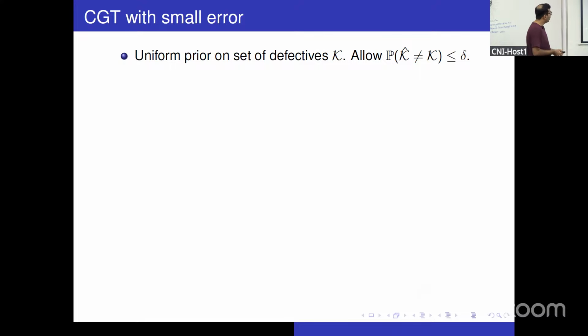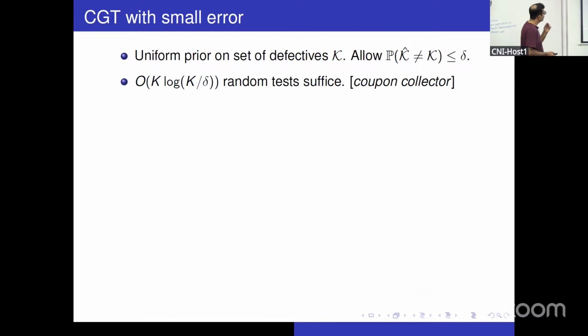The first things are quite easy. The first thing is that now k log(k/delta) random tests suffice. By random tests I mean just random permutations. If you take this collection of random permutations, you will be able to satisfy that recovery condition, and this just follows from coupon collector.